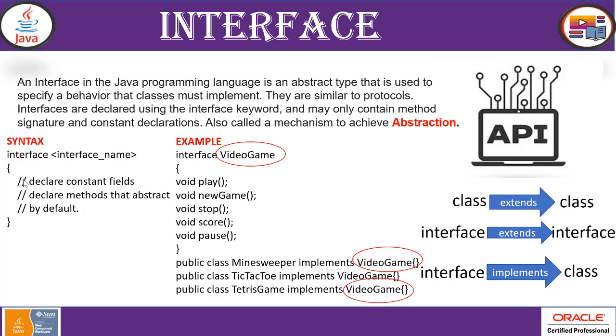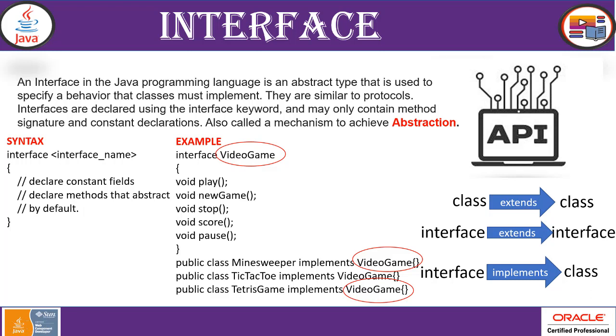Now to understand it in detail, the concept behind the interface is that sometimes you have a type of software application which is being used in many places in the same way. For example, you have a video game called Minesweeper or Tic-Tac-Toe or Tetris. And they have some common functionality like play, new game, stop, how much is the score, and pause. So we have an interface called video game, and that particular interface video game has the same method declarations.